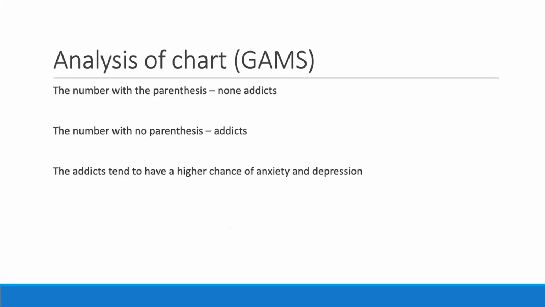This slide is the analysis of chart GMS. There are two different numbers on every arrow, the numbers with parentheses and the regular numbers without parentheses. The numbers with parentheses indicate the individuals that do not have an addiction, and the numbers without parentheses indicate that they do have a game addiction. In all of the charts, the individuals who are addicts have a higher chance of getting depression and anxiety than those individuals who are not. They also tend to have less social skills and poor health as well. That was concluded from the GMS scale.